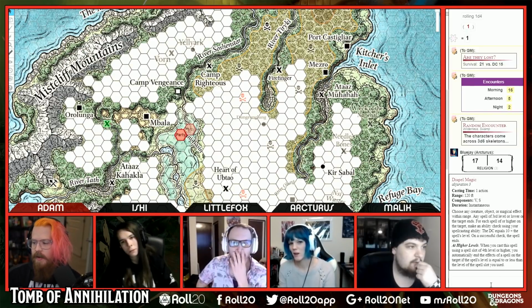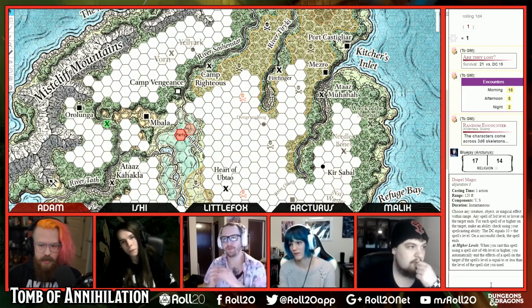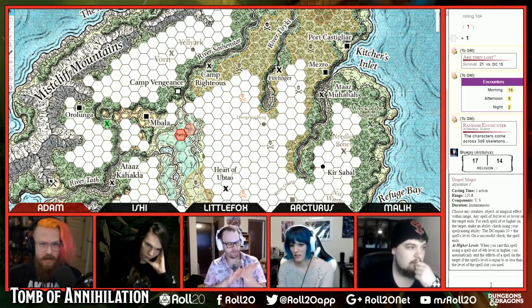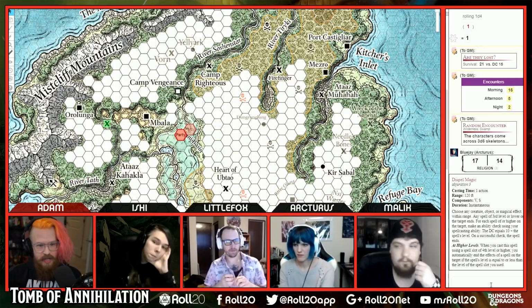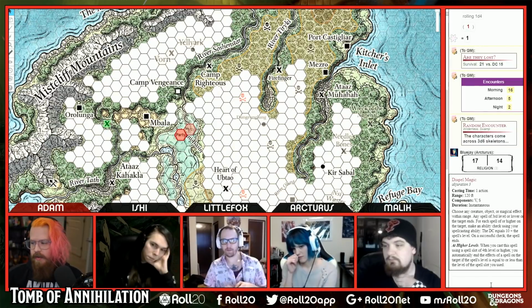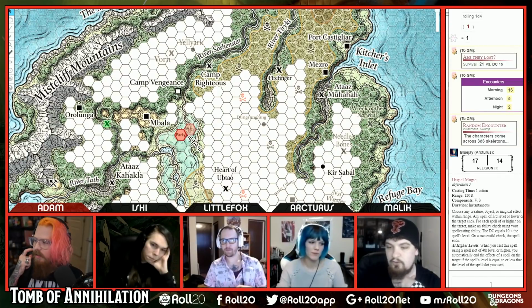Malik, do you have any spells that could help? It's not about spells. Yes, you could help because you understand how magic works. But Malik, if you can make a religion check to understand the magical underpinnings of the ritual, you could probably counter chant or whatever to do that. Yeah, I think I will give it a shot.